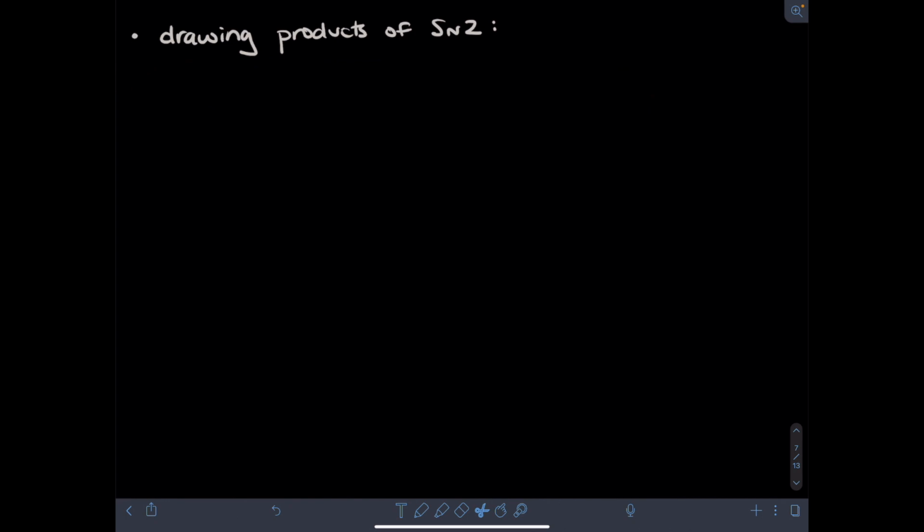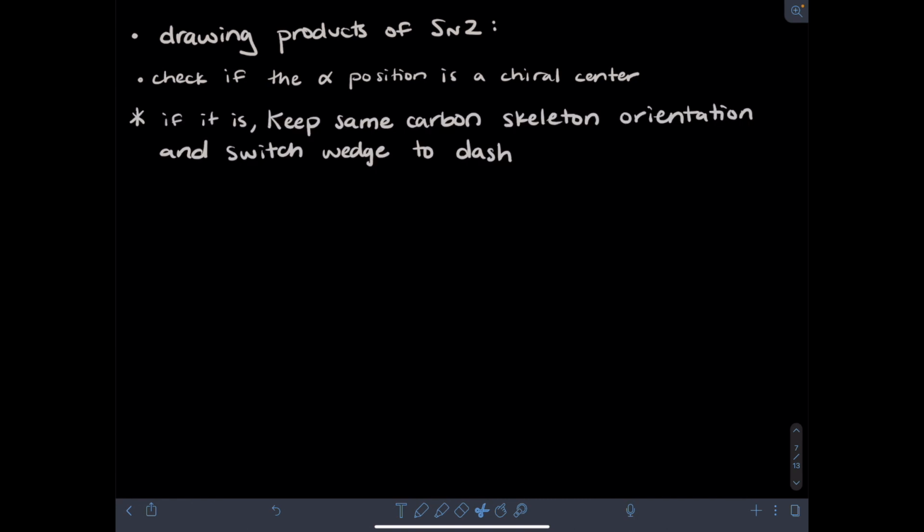Without going through assigning R and S stereochemistry, there's a trick for drawing the product of SN2 reactions. You want to first check if your alpha position in particular is a chiral center. If it is, the inversion of stereochemistry will occur there. And what you can do is keep your carbon skeleton the same and just switch a wedge to a dash.